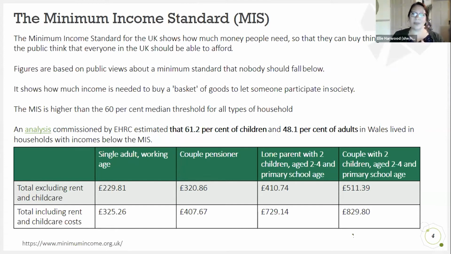So you can see some examples of where the MIS sits. This has just been published last week, and there's also a link there, which I'll pop in the chat as well, where you can go and compare your own income and the income of people in your area, and see exactly how the MIS is calculated.